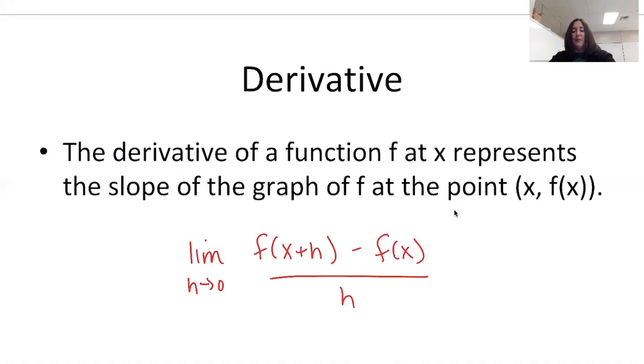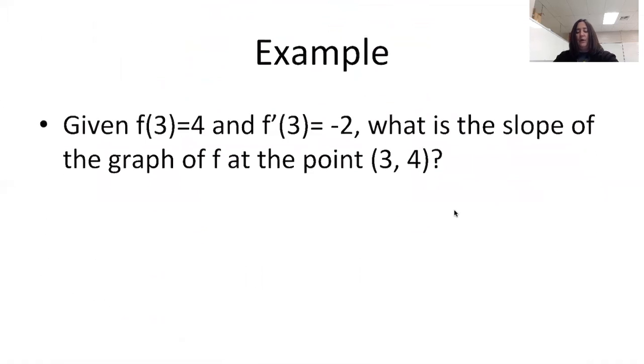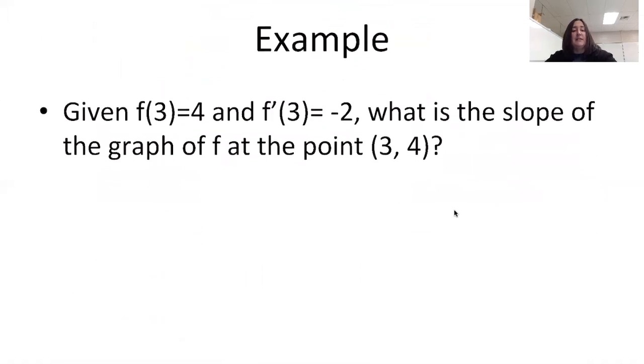Well, if you notice, you had problems on previous assignments on limits that had you find these, but they didn't actually define it. So you have a problem like this. It says given f of 3 is 4, and the derivative, so this is the notation for a derivative, f prime of 3 is negative 2, what is the slope of f at that point? Well, again, what did we talk about with the derivative? Derivative is a fancy word for slope. So our slope at that point would just be negative 2.